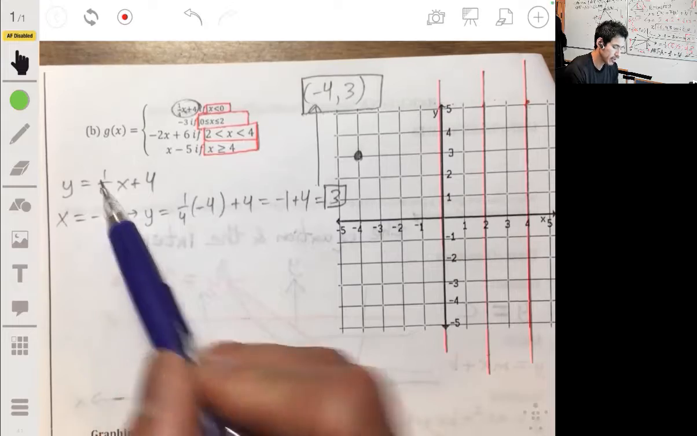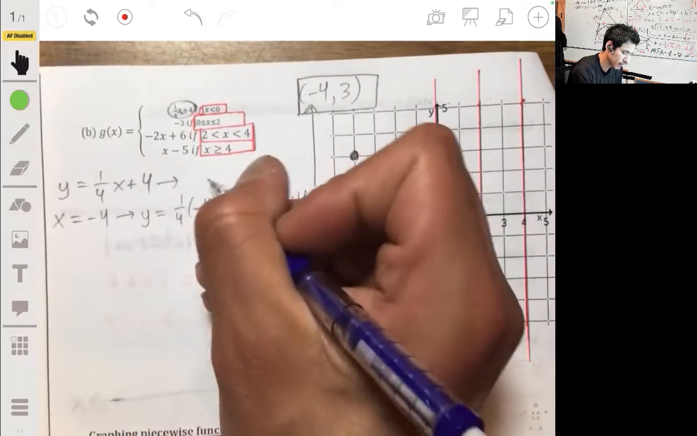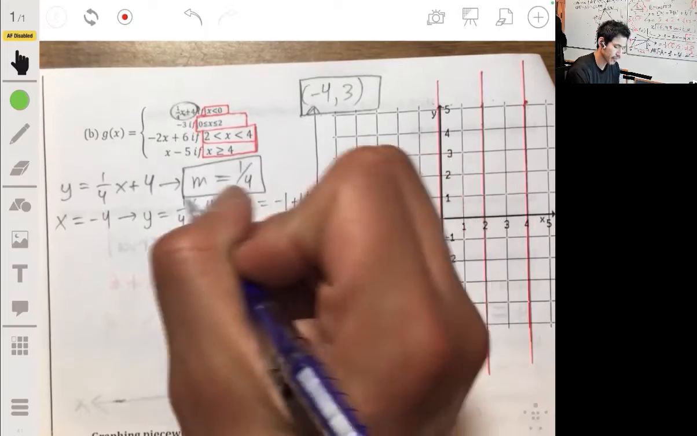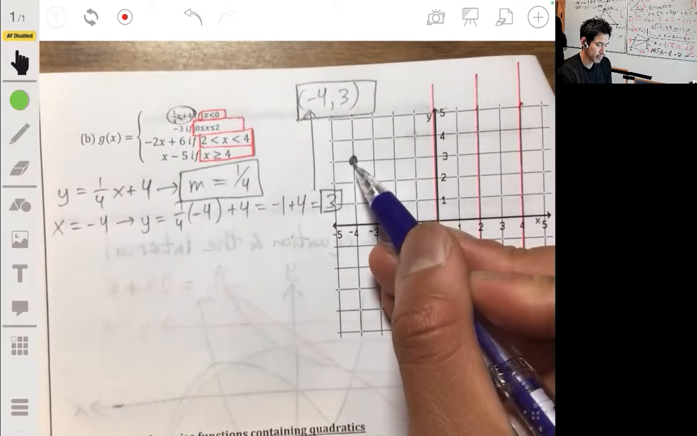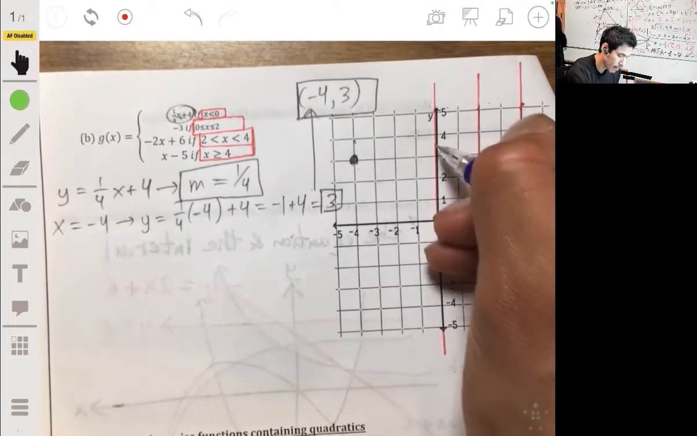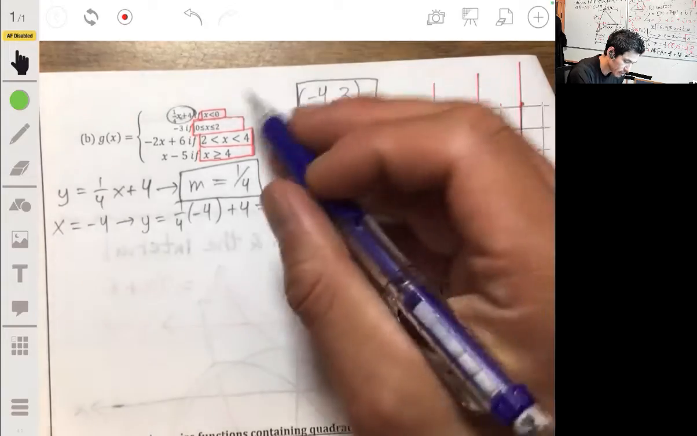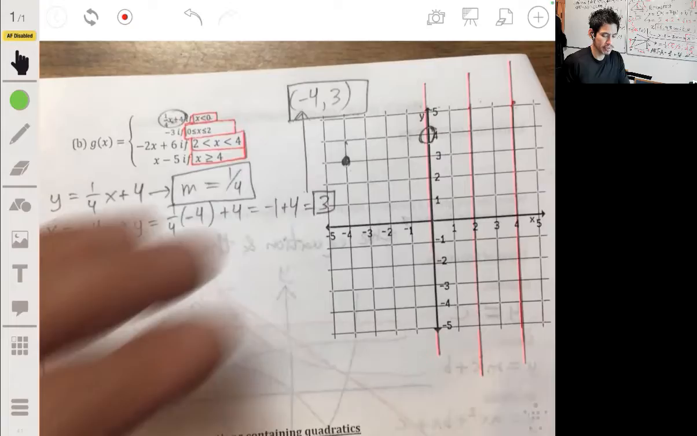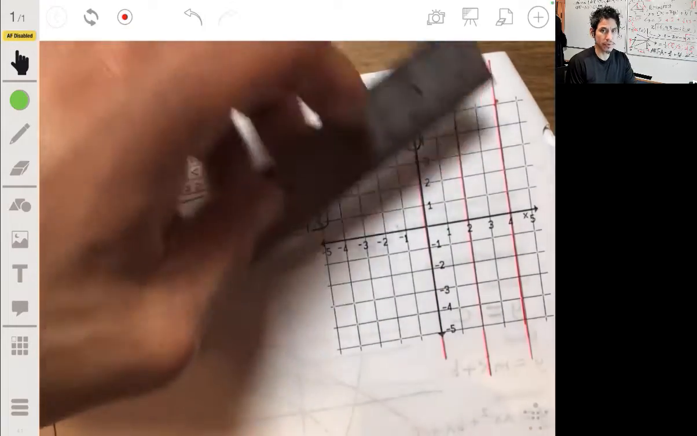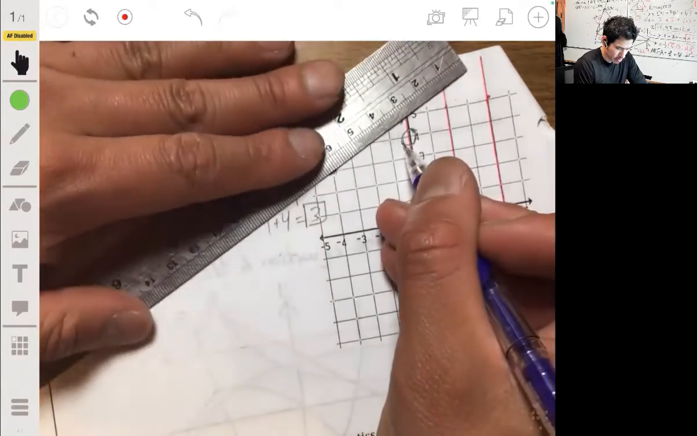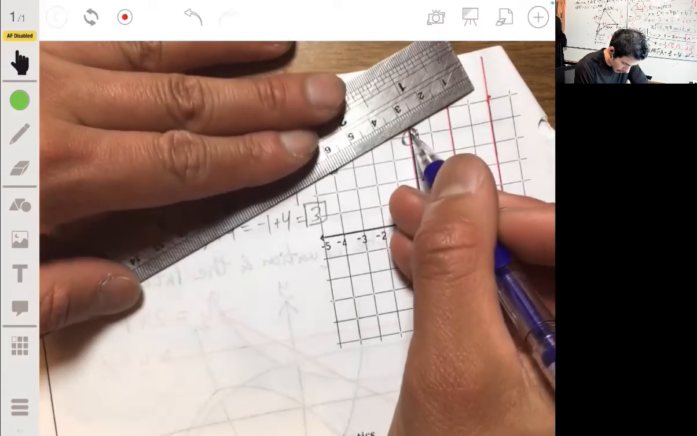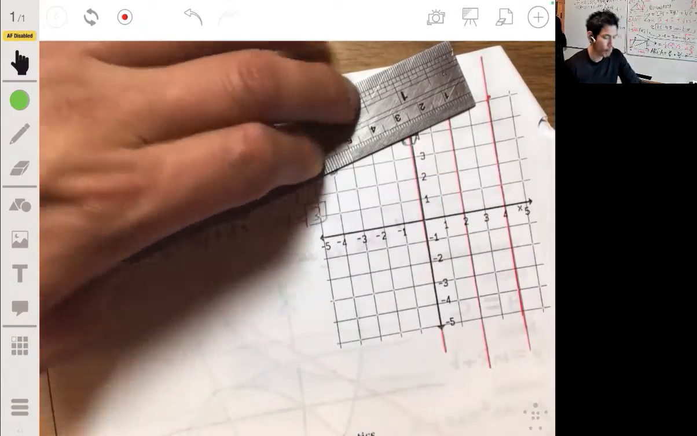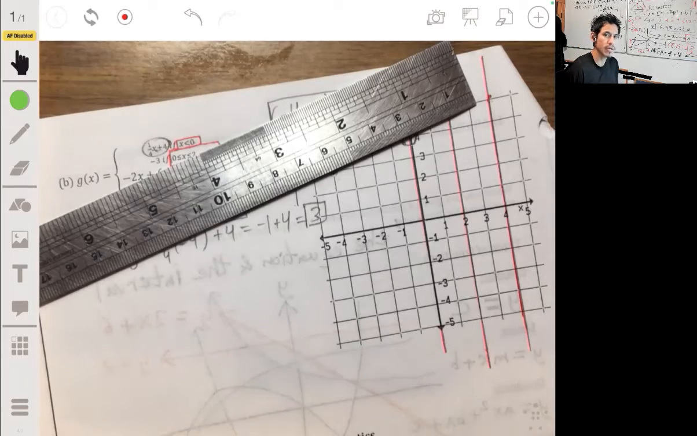Now we have a linear equation with a slope of 1/4. So let's use that to graph the rest. The slope is 1/4, so we go up 1 to the right 4. And we're not going to include 0, so we're going to put an open circle there. Now we just draw a line through those points. Nice.